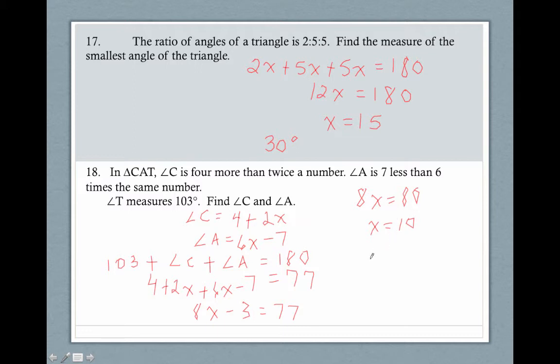So x is 10. So finding C and A, angle C is 4 plus 20. And angle A is 60 minus 7. So 24 and 53.